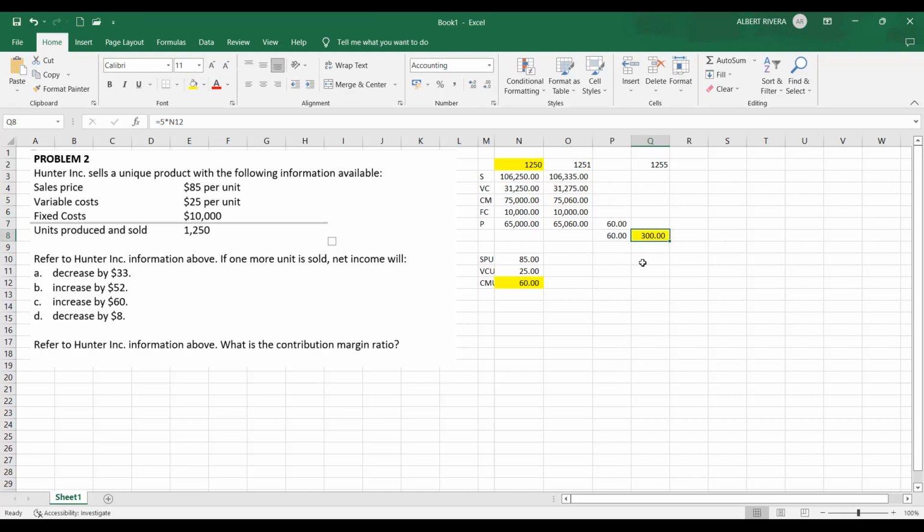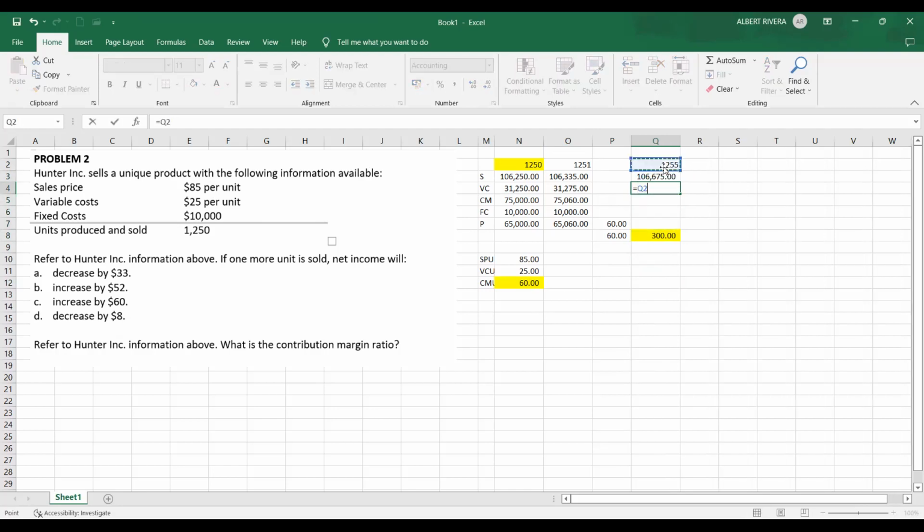Let's prove that this 300 pesos change in net income. At 1,255, this will be 1,255 times 85. Next, we have the variable cost here of 1,255 times 25. So the CM here is 106,675 minus 31,375. Minus the fixed cost of 10,000 here, this will give you 75,300 minus 10,000, that is 65,300. And the change now is 65,300 minus the previous 65,000. So the change in net income is 300.